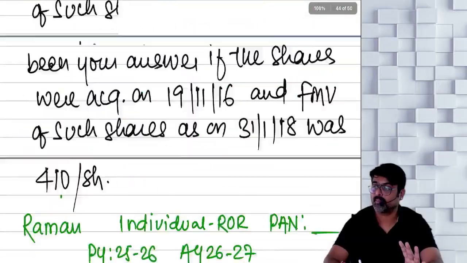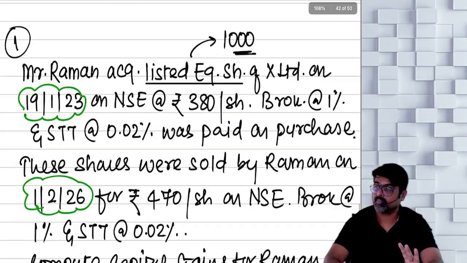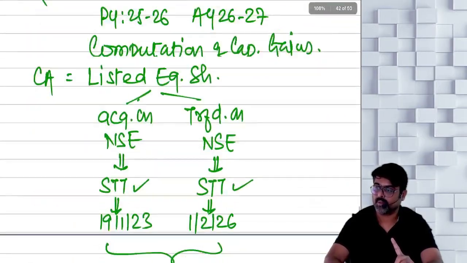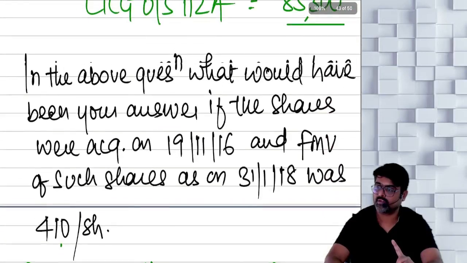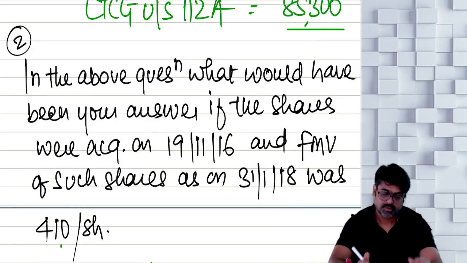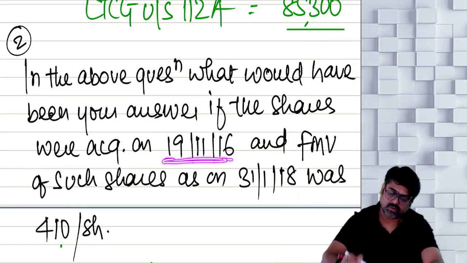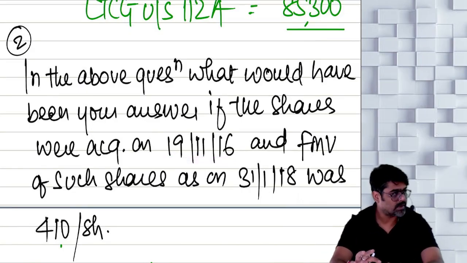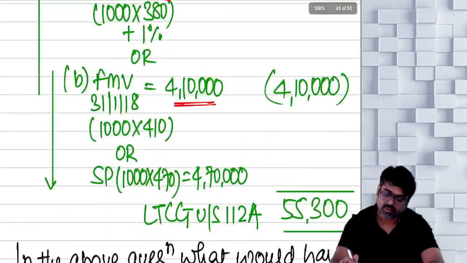In these 4 examples, out of 4, in the first example 55(2)(ac) is not applicable. Second example, 55(2)(ac) applicable. Why? Because the acquisition was prior to 1st February 2018. Yes or no? Third example also it is applicable.